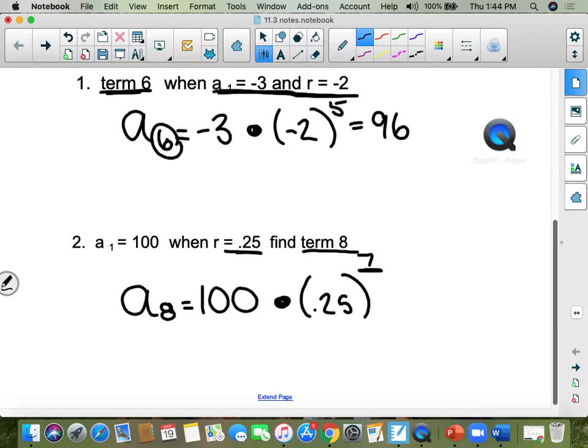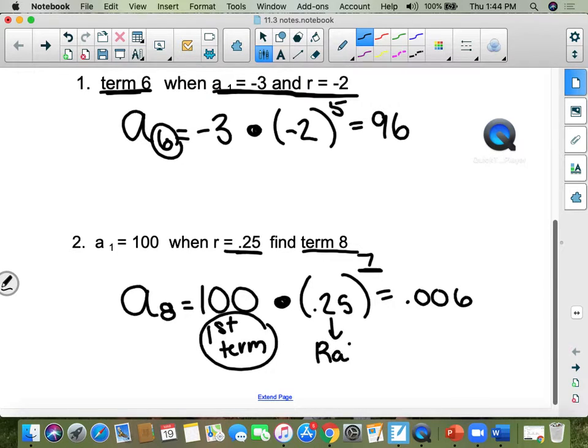I like doing the 0.25 raised to the 7th first, and then multiplying by 100. Wow. And your answer is going to end up being 0.006. First term goes here. Ratio goes here. This is 1 less than the term that you're trying to find.